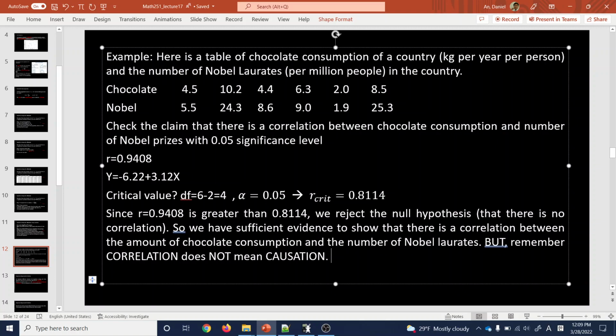And there are some other reasons too. For example, you would expect that rich nations will produce more Nobel laureates, right? And rich nations would also consume more chocolate because they eat more. So if you go by that logic, maybe there's a completely separate reason why one causes the other.